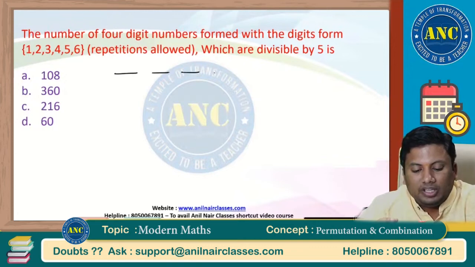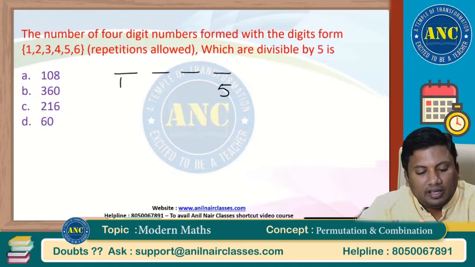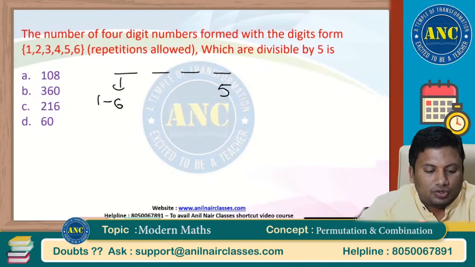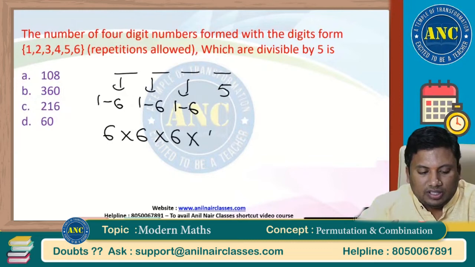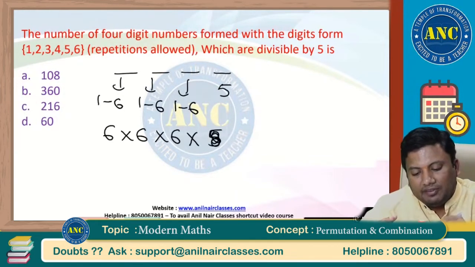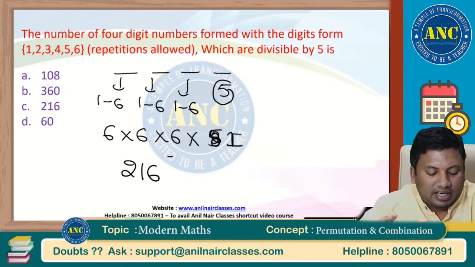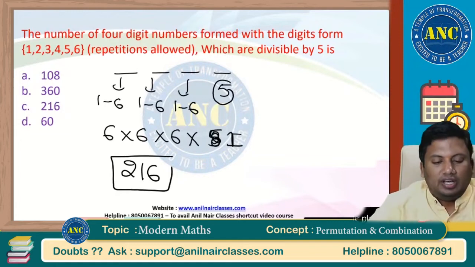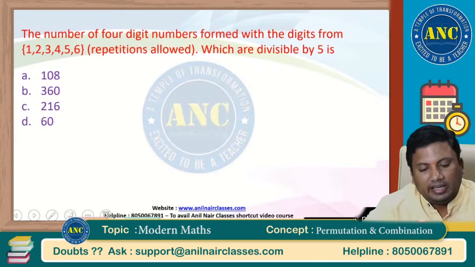Number of 4-digit numbers which are divisible by 5. So it is 5 here, and this can be from 1 to 6, this can be from 1 to 6, this can be from 1 to 6, which is 6 into 6 into 6 into 5. 5 is fixed, so it is into 1. 6 cube. Answer is nothing but 216. I hope the idea is clear.